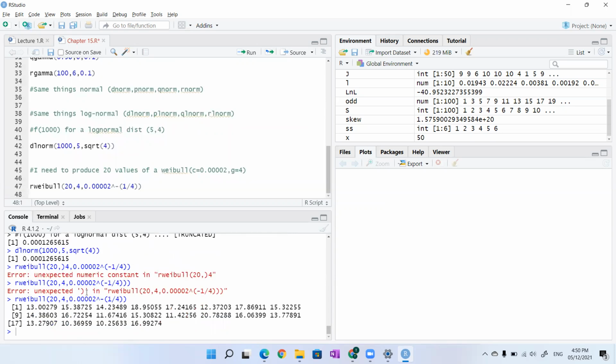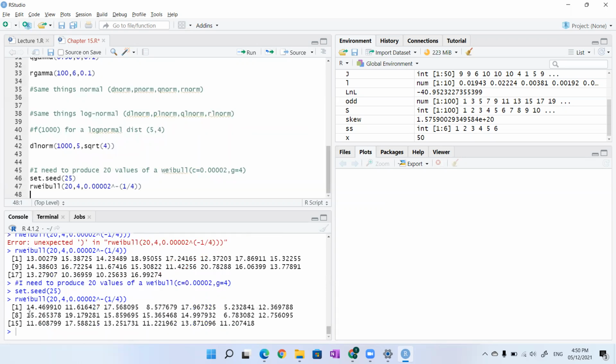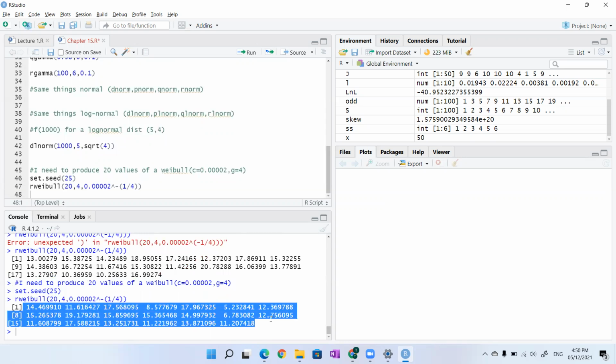Done. See, if you want a fixed answer like mine, use any set dot seed. Suppose I use 25. But you must get this answer only, what I'm getting. Cool, this is how you do it.